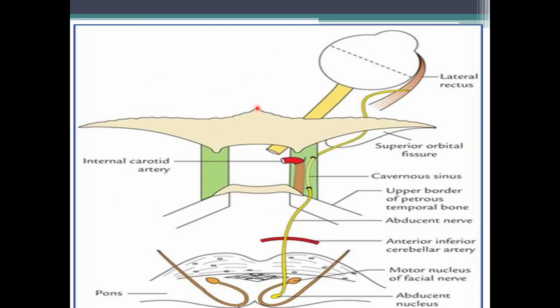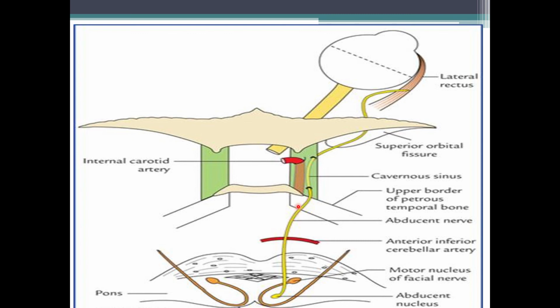The second turn of the nerve is at the apex of the petrous temporal bone. So this is the apex of the petrous temporal bone. The nerve has to pass superior to the apex of the petrous temporal bone. As the nerve crosses the superior border of the petrous temporal bone, it passes beneath the petrosphenoidal ligament and then it bends sharply forward.